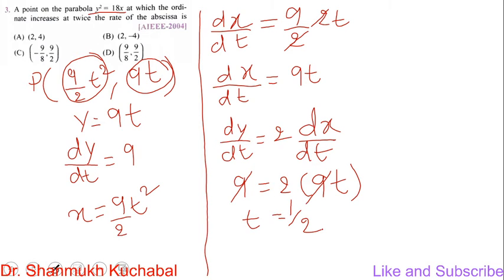This t value we have to substitute in point P, so we get P as 9 by 8, and the other coordinate is 9 divided by 2 here. So this we get. So option D is the right answer. Option D is the right answer. You can take a screenshot of this. Okay, we'll move to our next example.